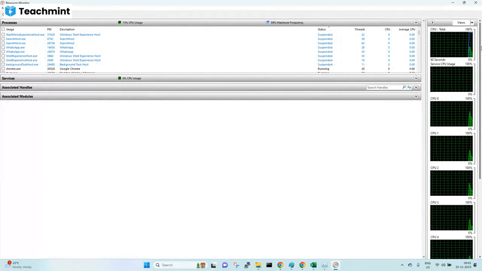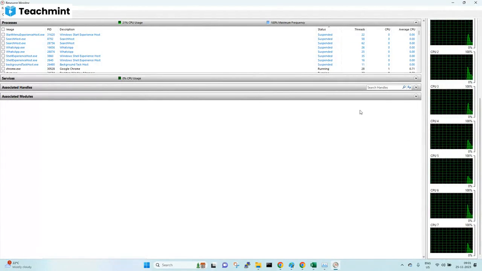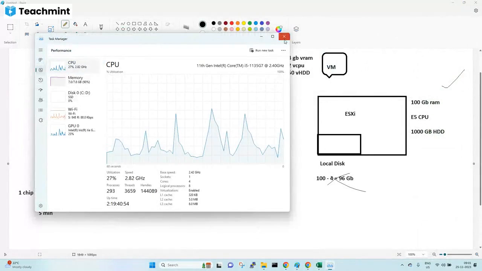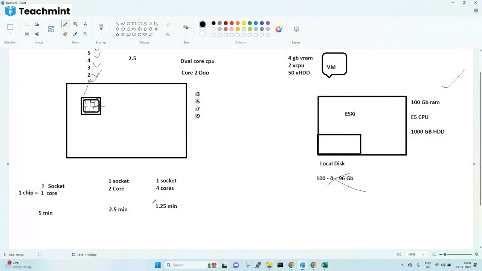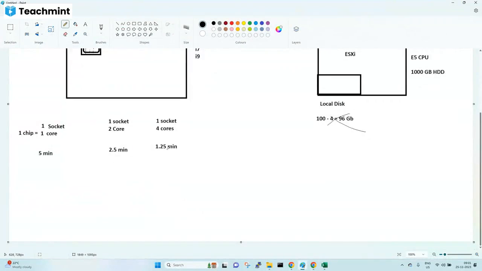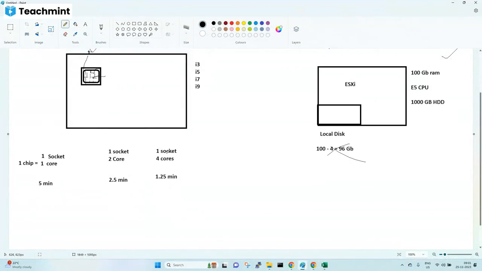CPU 0 to CPU 7. So that means 8 processors it is showing, but actually 4 cores. I'll tell you the reason. We'll go to that topic also, because that feature is already enabled. Okay, one socket and 4 cores, and you can clearly see it in the properties.